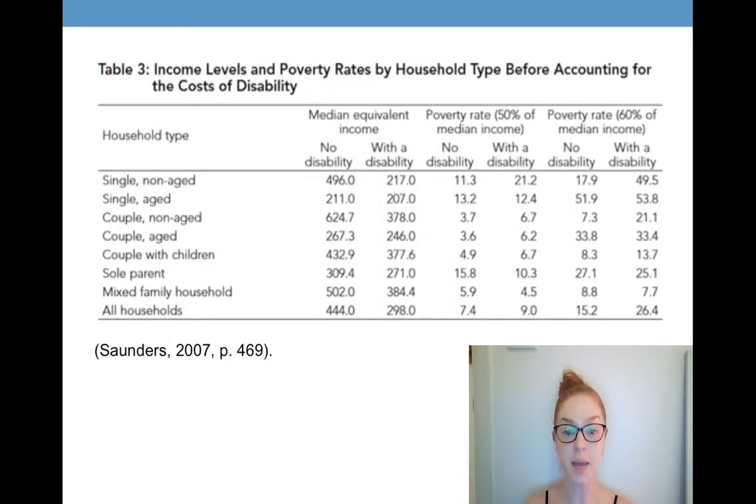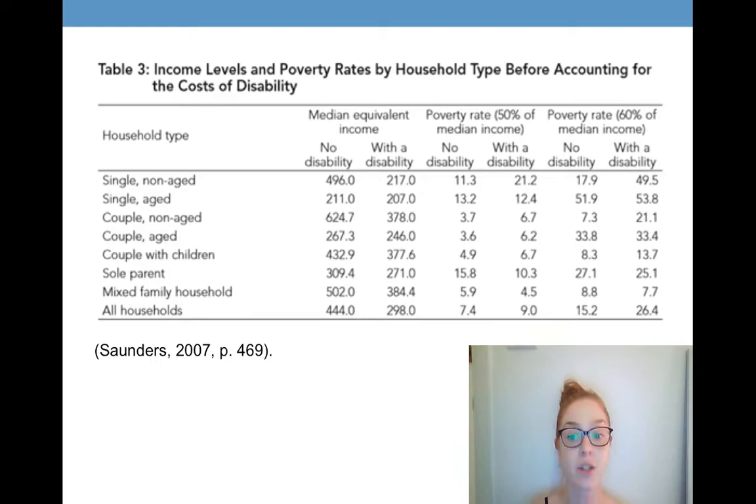If we look to Table 3 of Saunders's research, we can see it provides details of the median incomes and poverty rates of different household types, separated into whether or not they contain an adult with a disability. The results are broken down by household type to make it easier to differentiate between the impact of disability and other factors, such as age and household demographic, that are known to vary systematically with household income.